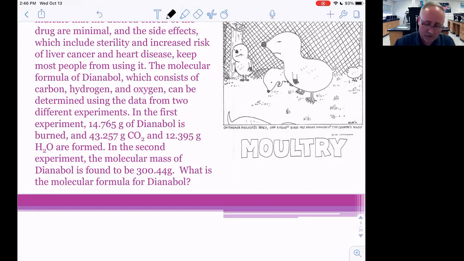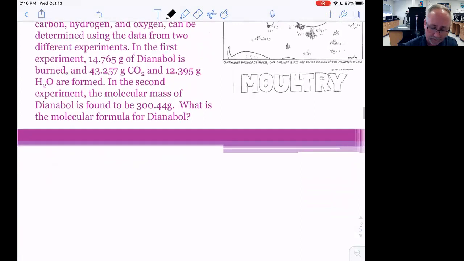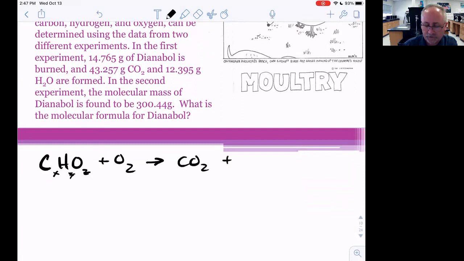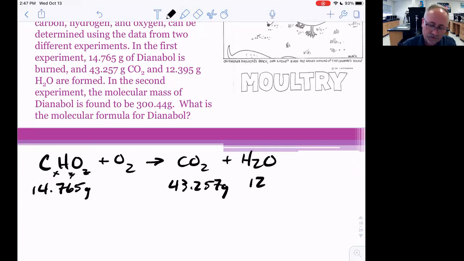So what I want you guys to do, I'll set you up just a little bit here, but I want you guys to try to do this one on your own. At least give it a shot. So they're telling you have a compound, Dianabol, that consists of XYZ. We don't know what those are. You're combining with oxygen in combustion analysis and producing carbon dioxide and water. What you're starting with is 14.765 grams of the compound. And what you're ending up with as CO2 is 43.257 grams, and the water is going to be 12.395 grams.